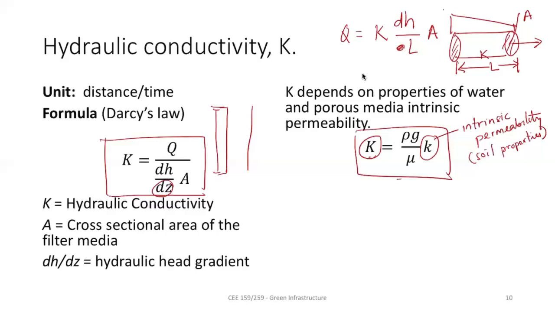But the other factors are density and viscosity. Those are related to water. If you have an increase in density of water, that will increase hydraulic conductivity because it has more weight to move, so it's easier to move. Same thing for viscosity. If you have high viscosity, it will have a lot of friction. So an increase in viscosity will decrease hydraulic conductivity of the system.